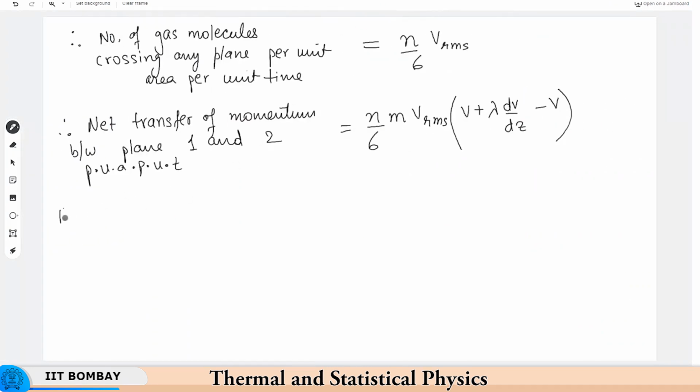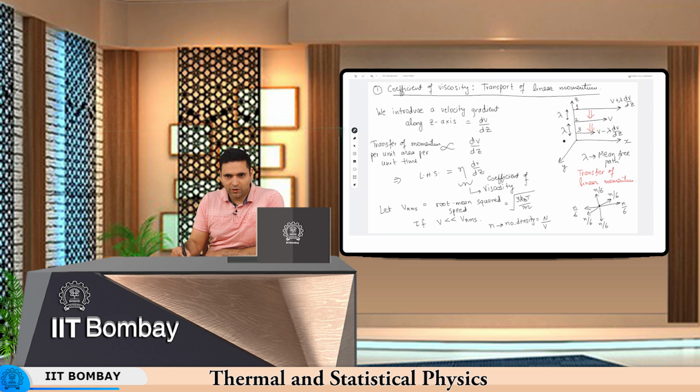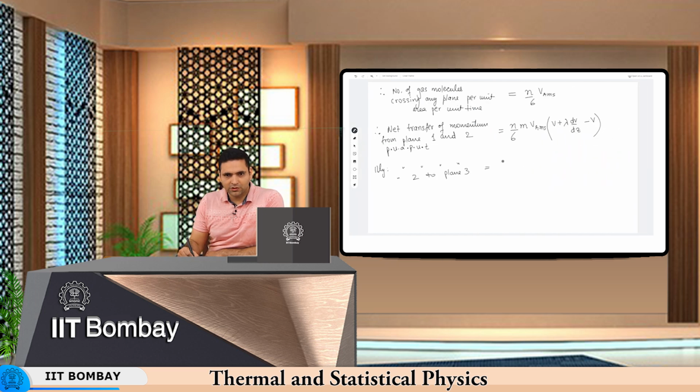Similarly, a net transfer of momentum from plane 2 to plane 3. Remember, plane 2, if there is a positive gradient, is moving faster than plane 3. So again there is a net transfer of momentum in the downward direction, and that will also be equal to n by 6 m Vrms times V minus lambda dV by dz. And you can see this V cancels out.